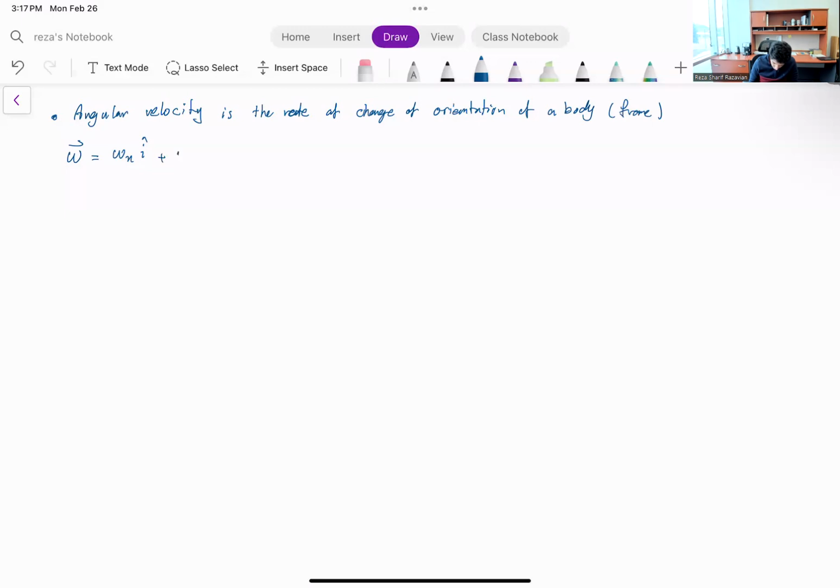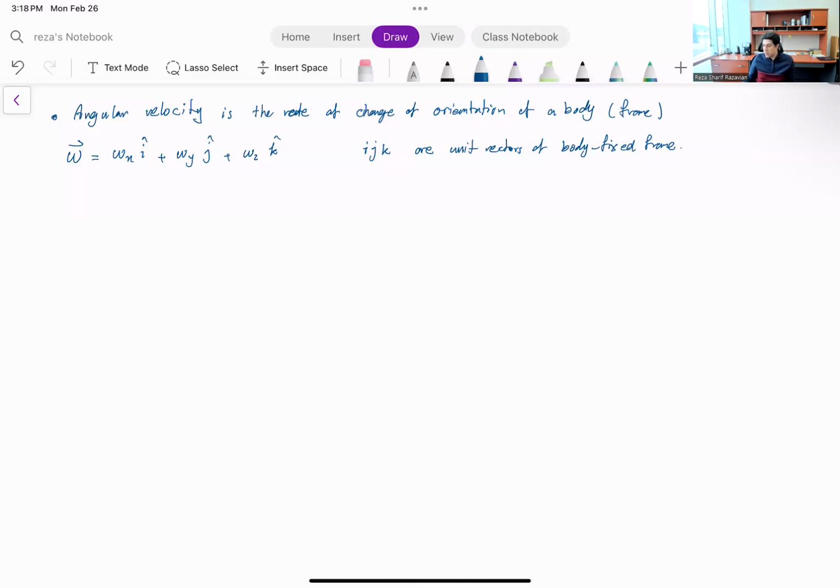So omega x along i, omega y along j, omega z along k, where this i, j, k are unit vectors of the body fixed frame. When we are describing the angular velocity of a body, we usually describe it in the frame attached to the body itself. That is more convenient.